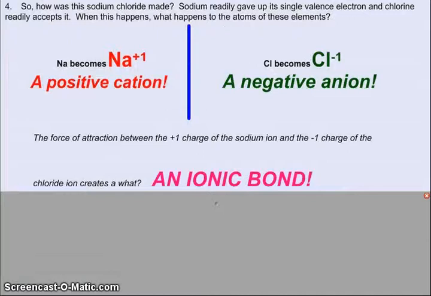Alright, so what is happening here? So sodium loses its valence electron, becomes a positive +1 cation. Chlorine gains that valence electron, becomes a negative chloride anion. And we have an opposites attract situation here. We have opposite charges, positive and negative, coming together, and that force of attraction between those two charged ions is what we call an ionic bond.